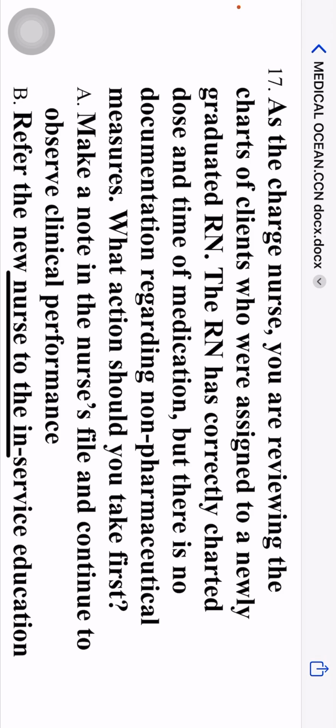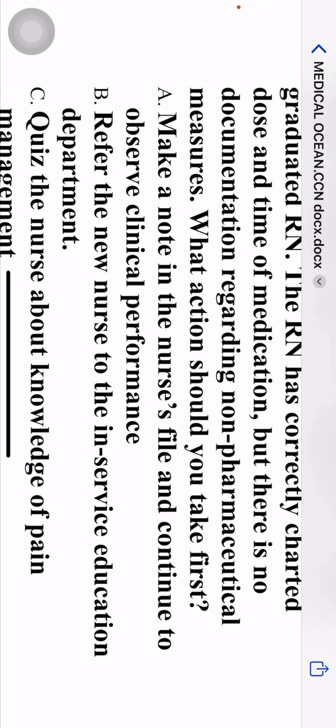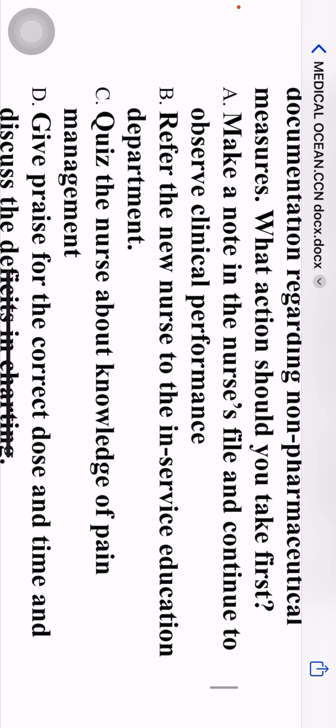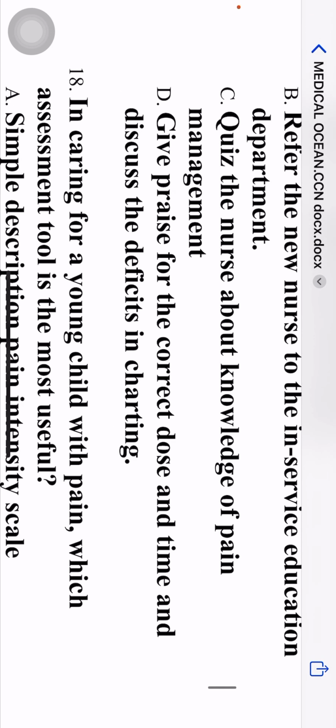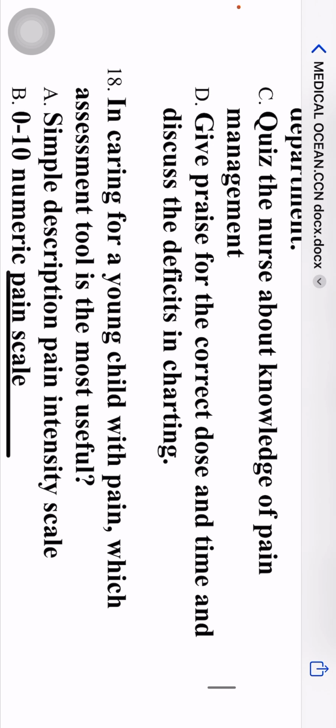Question number 17. You are the charge nurse receiving the charts of clients assigned to a newly graduated RN. The RN has correctly charted dose and time of medications, but there is no documentation regarding non-pharmacological measures. What action should you take first? Make a note in the nurse's file and continue to observe clinical performance; refer the new nurse to the in-service education department; quiz the nurse about knowledge of pain management; or give praise for the correct dose and times and discuss the defect in charting. Which one is correct? Option D is the correct one: give praise for the correct dose and timings, and discuss the deficiency in charting.